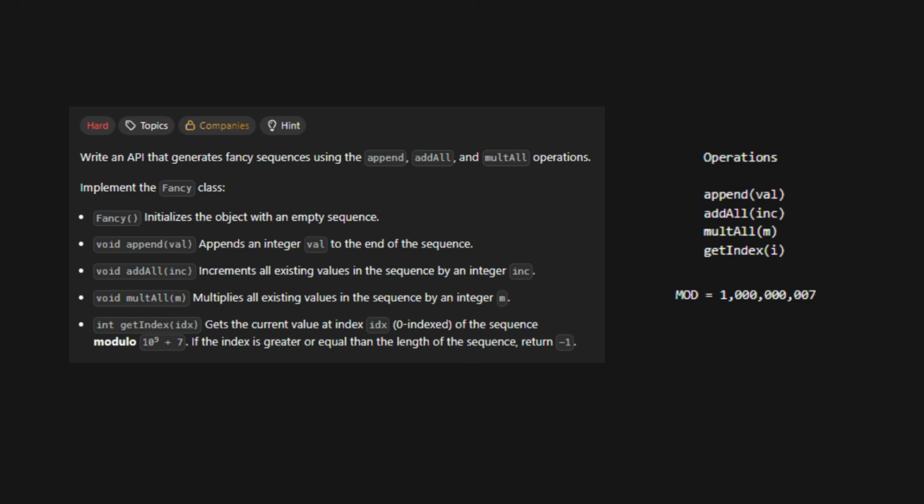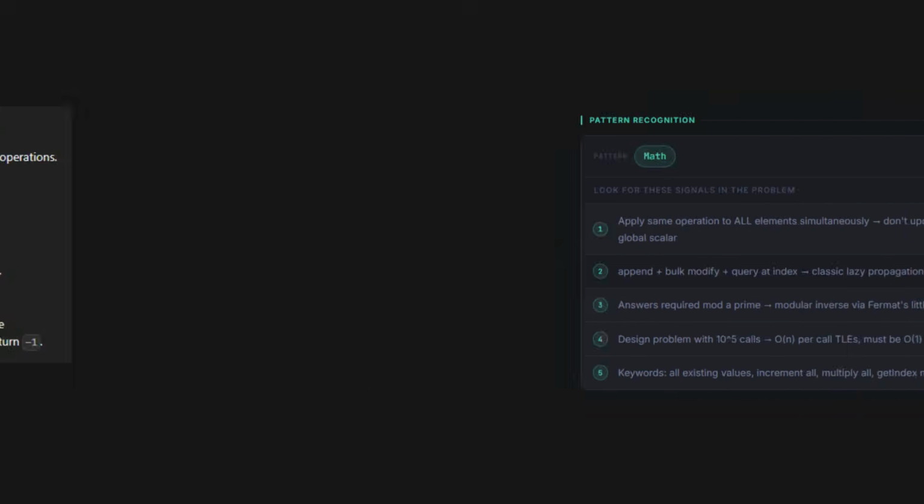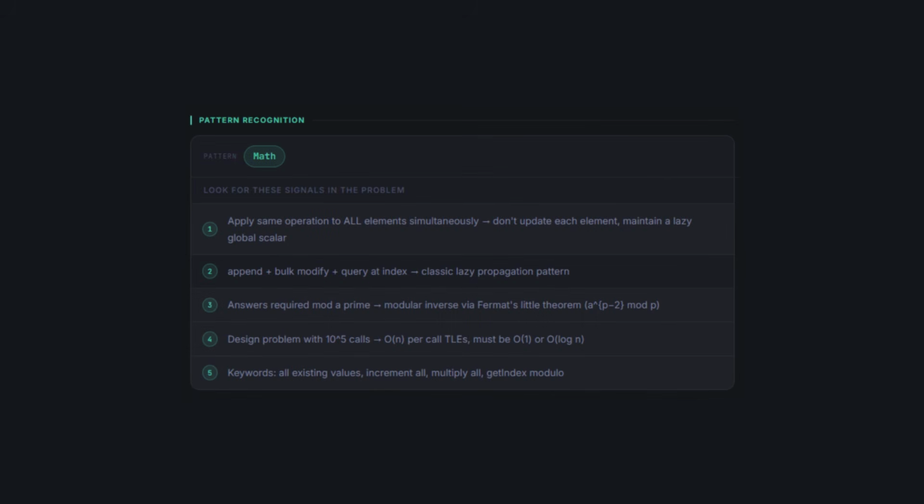Now, when reading the question, a few signals immediately stand out. On my website, I summarize this using pattern recognition signals. First, we see operations that modify every element in the sequence at once. That is usually a sign that we should avoid updating each element individually. Second, we have append operations combined with bulk transformations and queries. This pattern often leads to maintaining lazy global transformations.